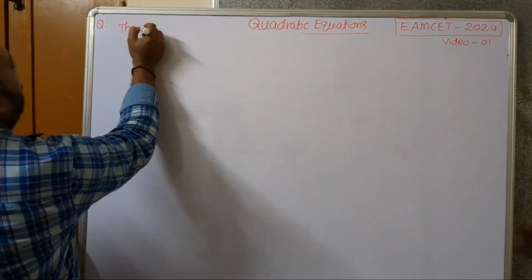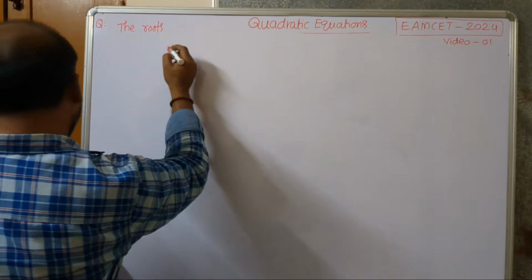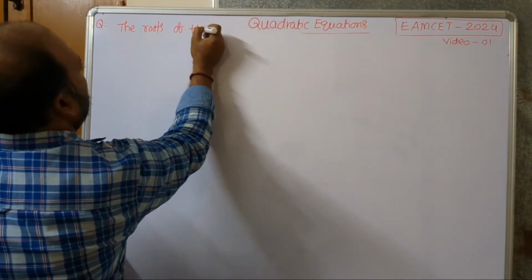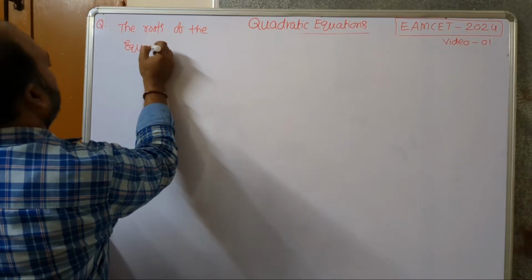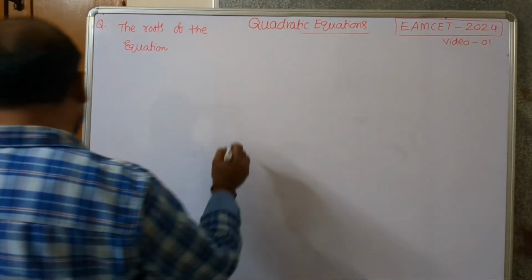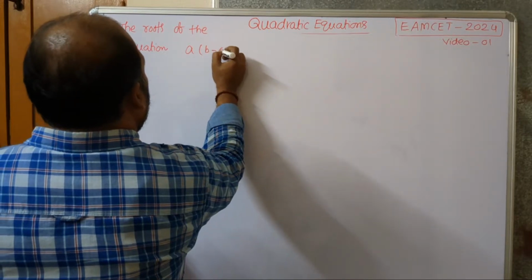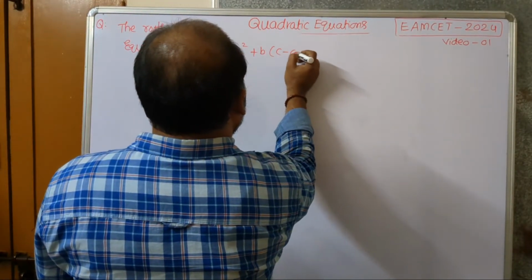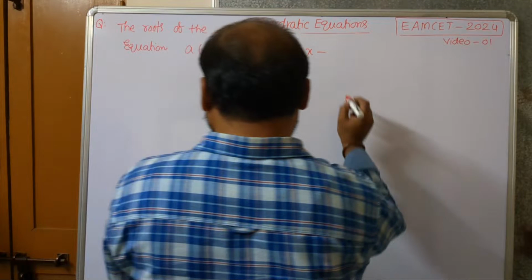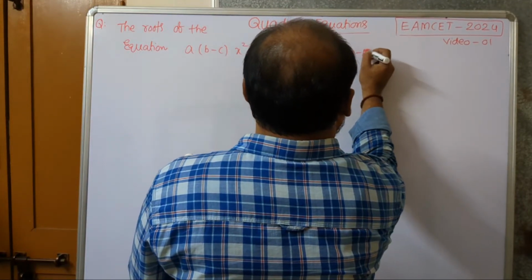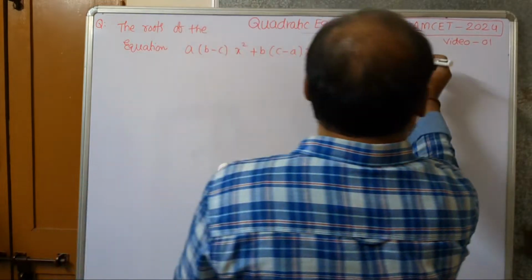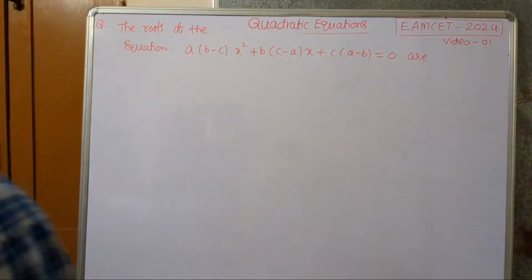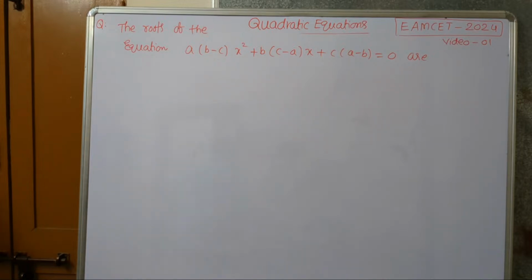So the roots of, I'm not writing options for this question. Roots of the equation a into b minus c into x square plus b into c minus a into x plus c into a minus b equal to 0. See here I am not writing options. Why? Because big options are provided for this, but logically I will explain.